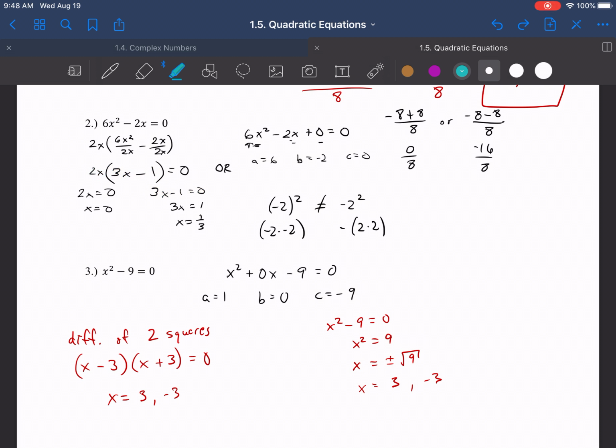Okay, and I'm going to put a little box there. That's that answer, and there's the other answer. Or we could have done the quadratic equation again.